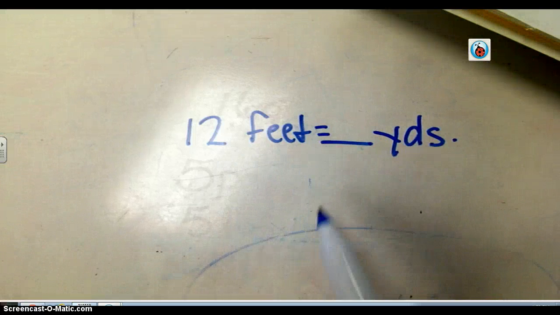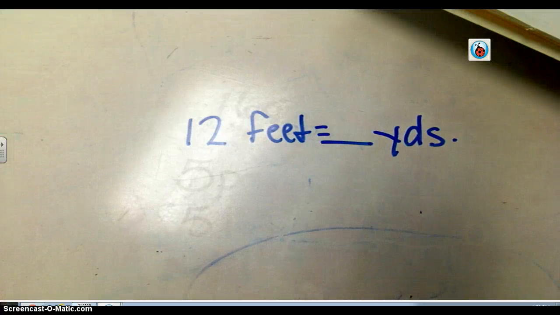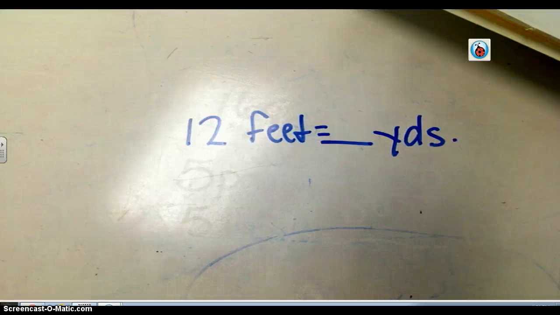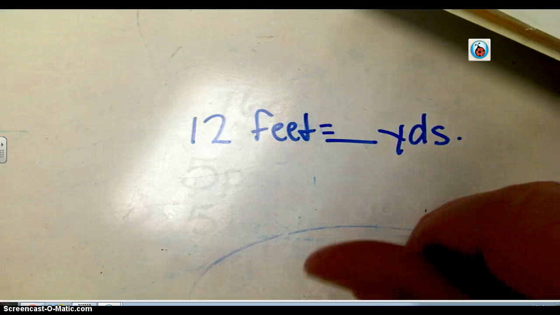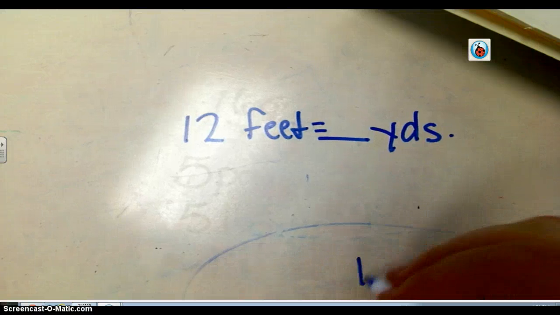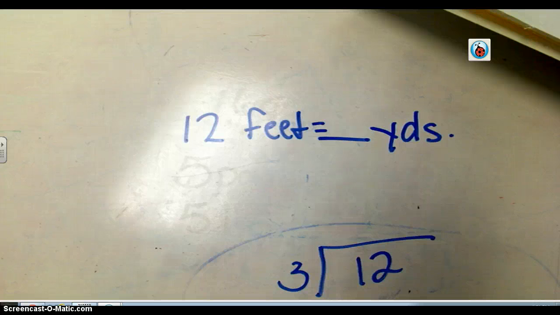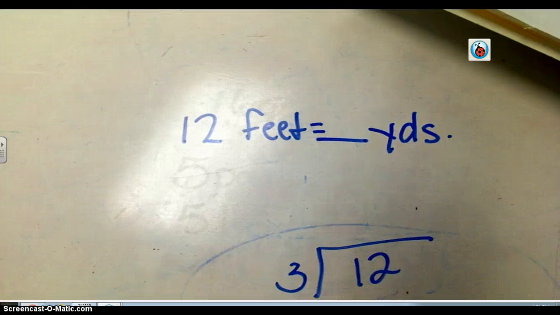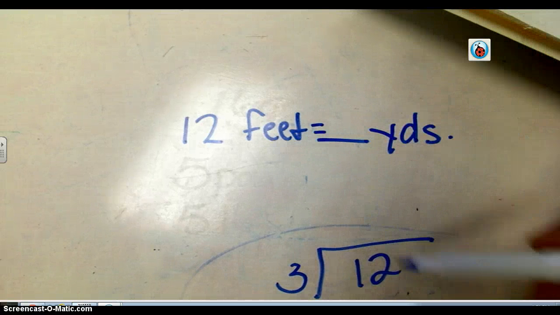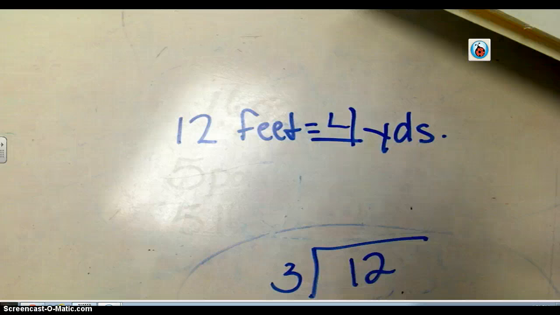If I have 12 feet, how do I figure out how many yards that is? Paul? There's 3 feet in a yard. So 3 divided by 12, is that what you told me? So I would take 3 divided by 12? I would take 12 divided by 3. Okay, why am I dividing by 3, Hannah? Because 1 yard equals 3 feet. Perfect. 1 yard equals 3 feet. 12 divided by 3, that's a basic math fact for us. So 12 feet equals 4 yards.